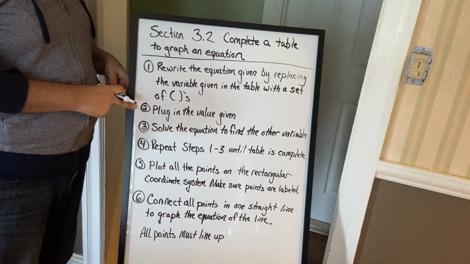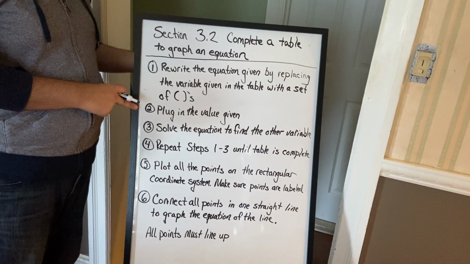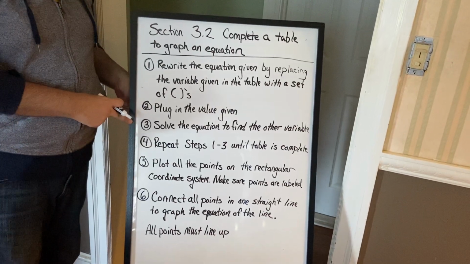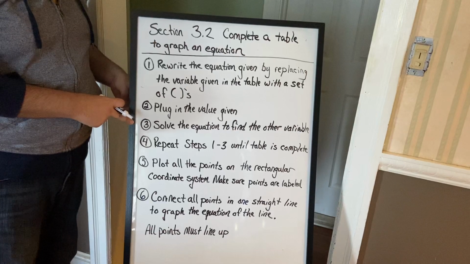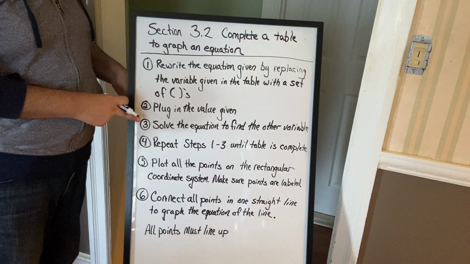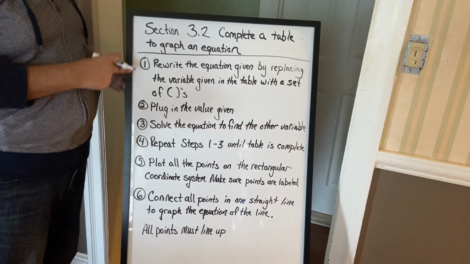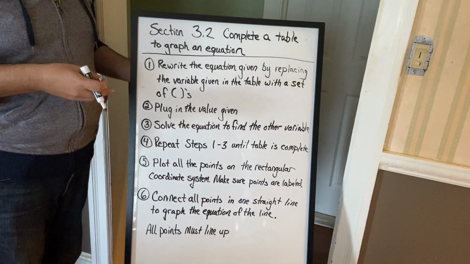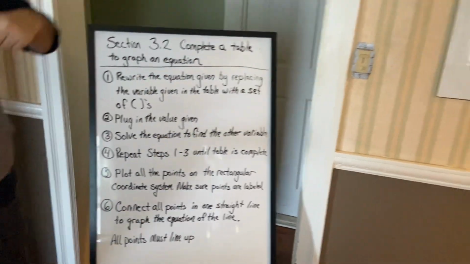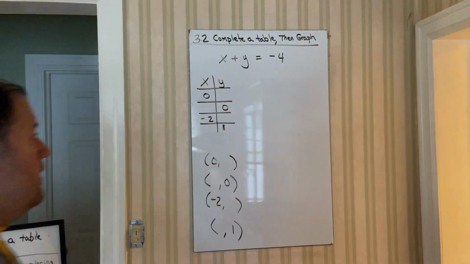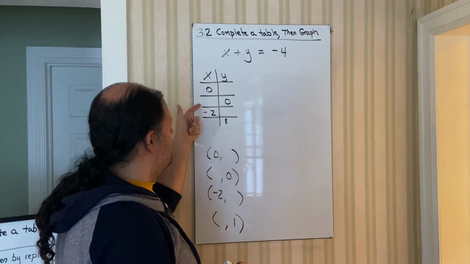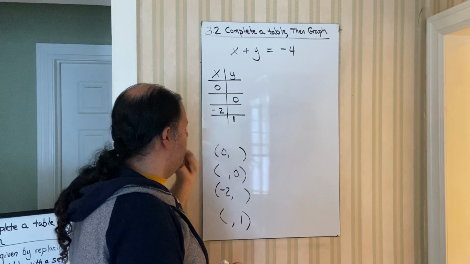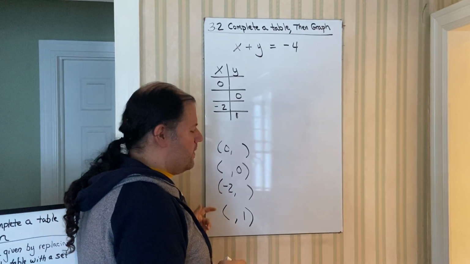Then you're going to plug in the value that they gave you, maybe for x or for y. And then you're going to solve the equation to find the other variable, because remember, one value is missing. We're going to repeat these steps, 1, 2, 3, until we get the table completed. All right? So let's practice completing the table with these. Notice that there are 4 rows, or you can think of it as 4 ordered pairs.